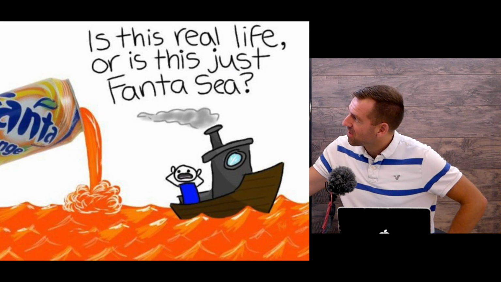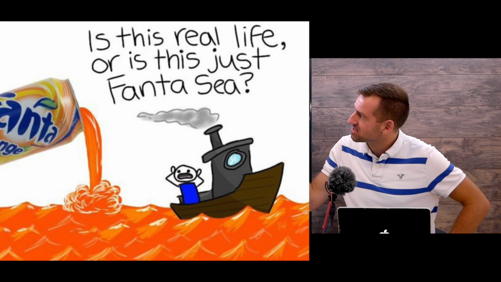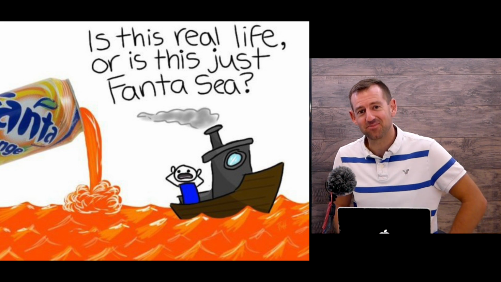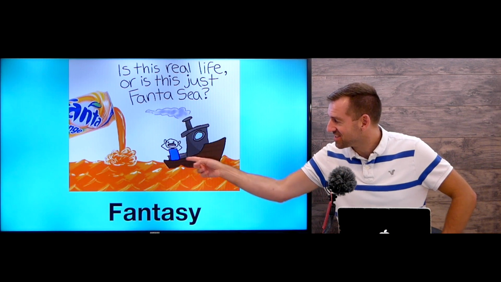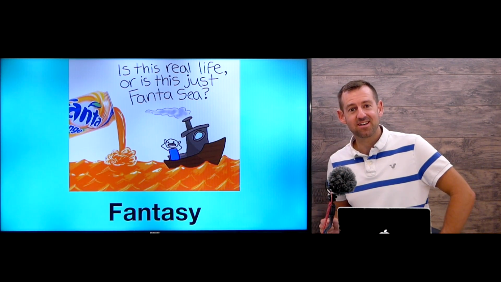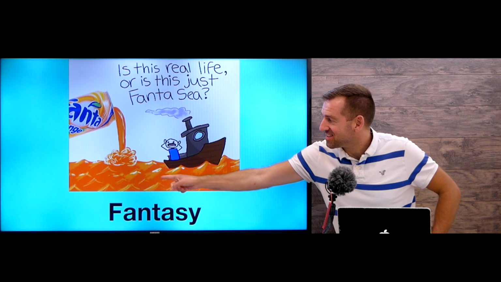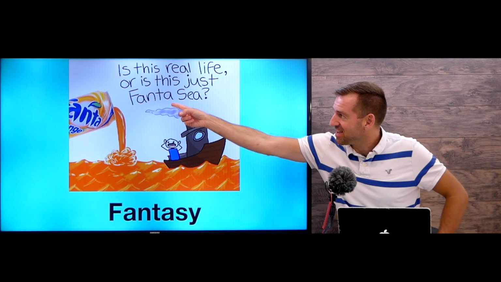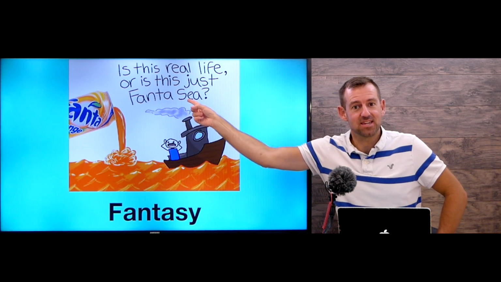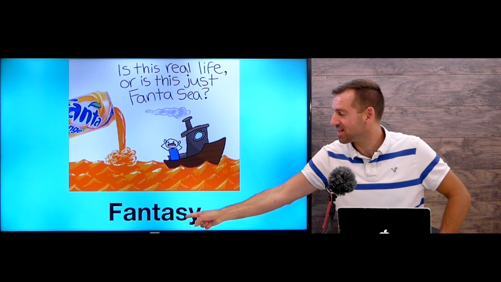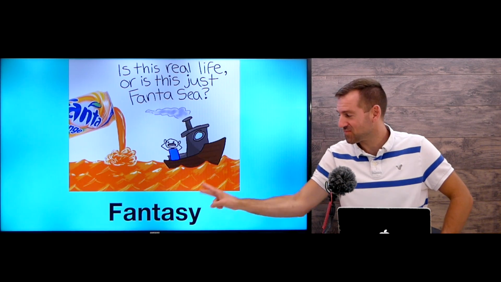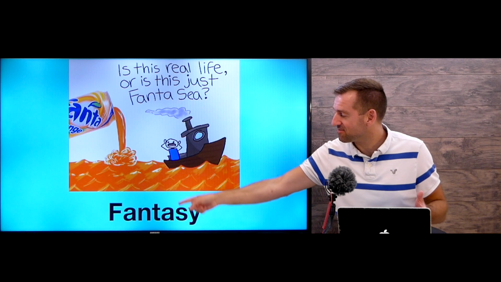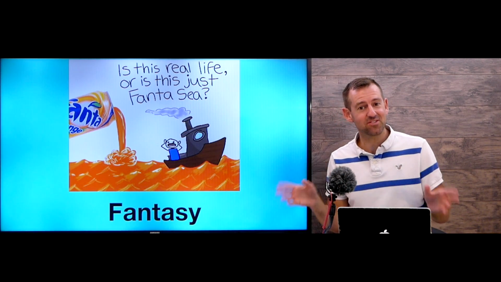Look at this meme. Is this real life or is this just fantasy? Okay, you can see this boat here, this guy on the sea, right? And the sea is made out of Fanta. Okay, so the pun is with this here, fantasy. That's a pun because it sounds like fantasy, right? So it's like two things that sound the same, right? Fantasy and fantasy sound the same, but they're different, right?